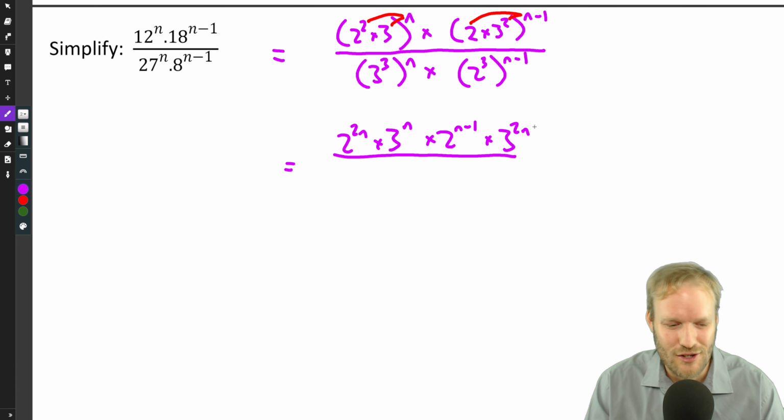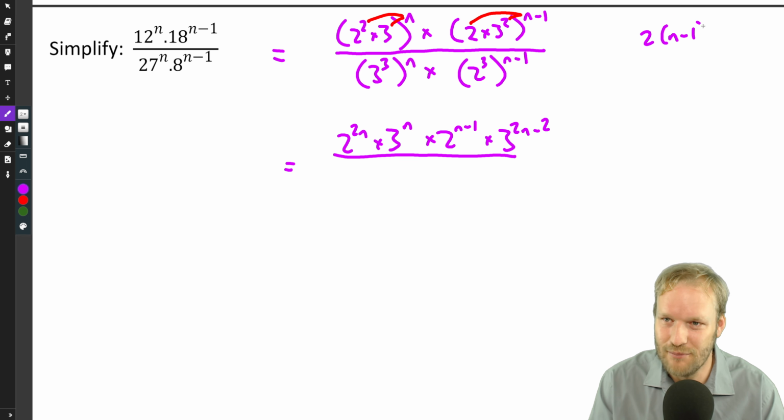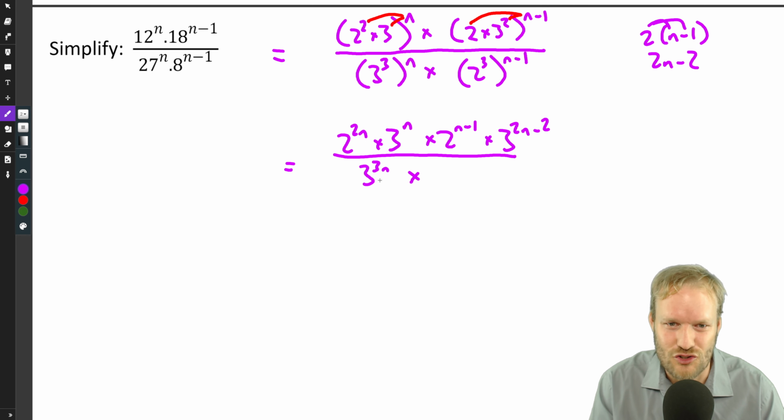And I'll always say it, just keep your eyes out here because it's easy to make a mistake. 2n minus 2, because we're multiplying that 2 by n minus 1. So we need to distribute the 2. So just keep an eye out for that one. Then we've got the denominator. Nothing to worry about there. 3 to the 3n. And some of you, I'm sure, will just write 3 to the 3n straight up. That's fine as well. And for the next one, again, just keep an eye out. 3n minus 3 because we're multiplying that 3 by n minus 1. So we need to distribute it into each of those terms.